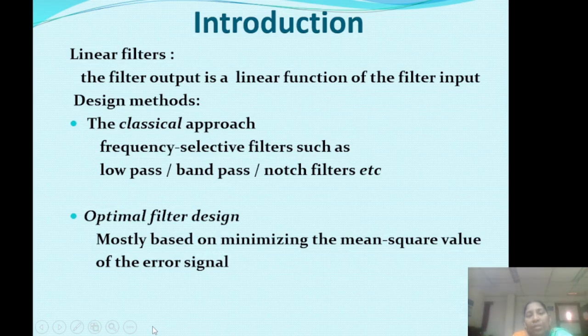The main aim in this optimal filter design is to minimize the mean squared value of the error signal. First of all, the error signal will be calculated. We have to square that error signal and find out the mean value of the squared error signal.